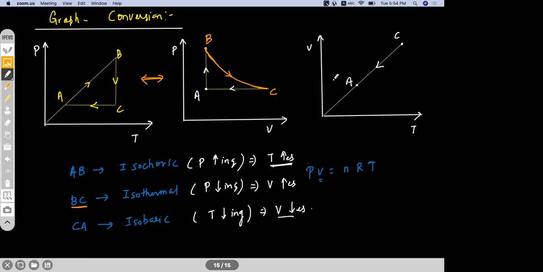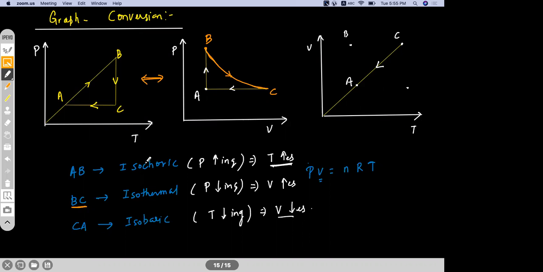Now, should we take B this side on the top or on the bottom? That is the question. Suppose you take B over here, then A to B is the case of expansion, right? You see, A to B is a case of expansion. Volume increases, but temperature is constant.